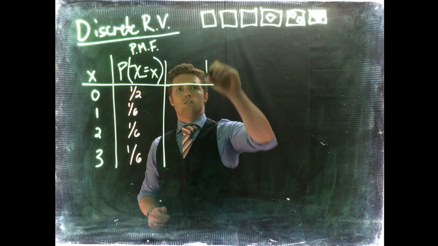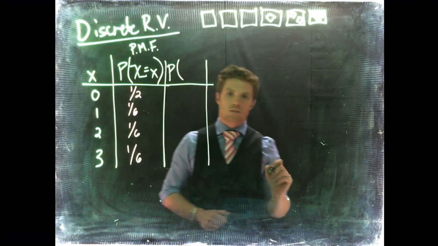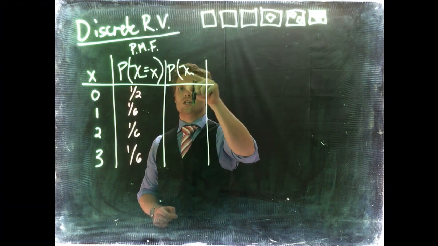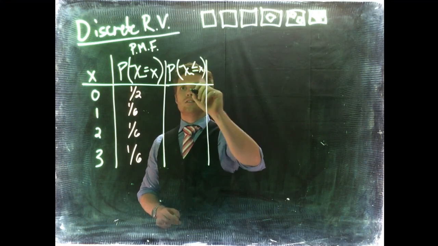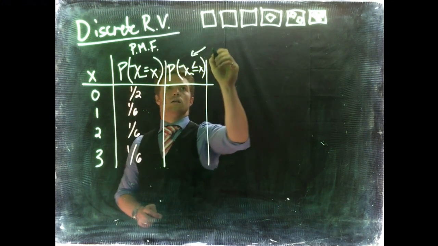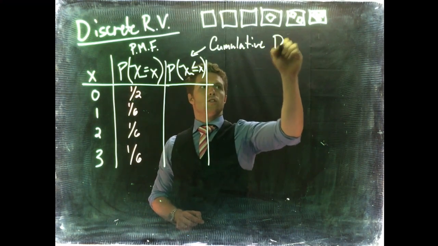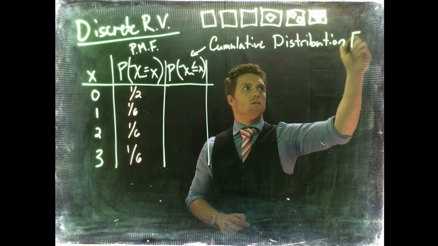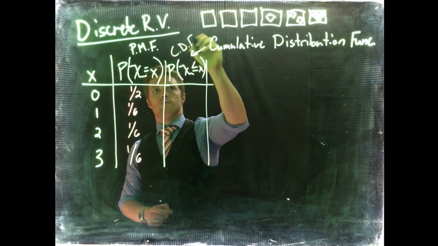Now we can also include what's known as our cumulative distribution function. So this is the probability that our discrete random variable, capital X, is less than or equal to little x. And this is our cumulative distribution function, or just shorthand, our CDF.